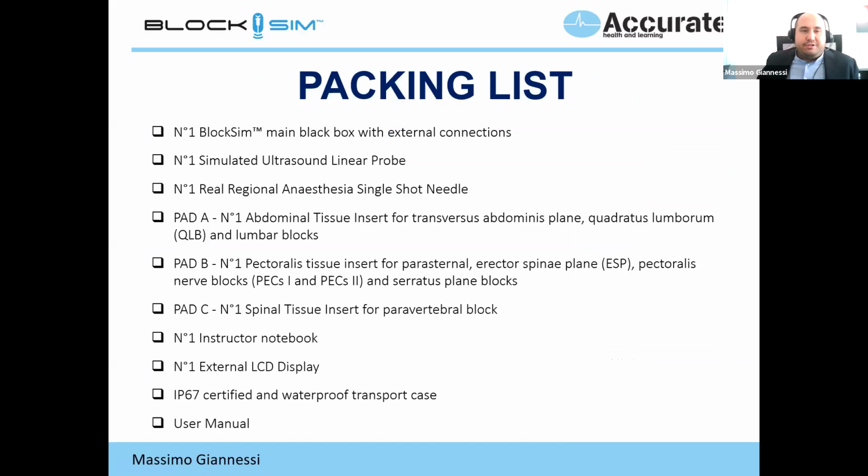Packing list for the BlockSim. These are what you will get buying the BlockSim from us. As I said already during this call, you get one main BlockSim black box with external connections. You get a simulated ultrasound linear probe, similar to the one you already get if you buy the Vowsim from us. You get a regional anesthesia single shot needle.